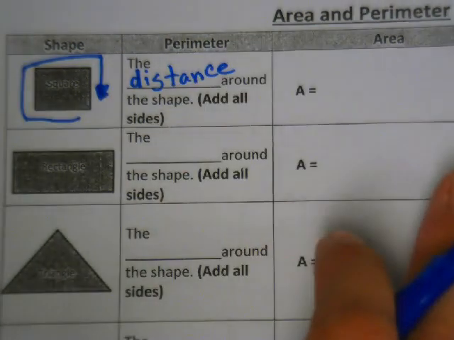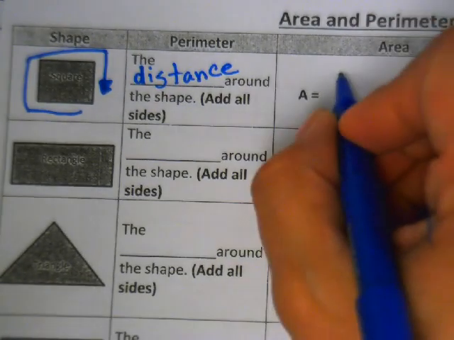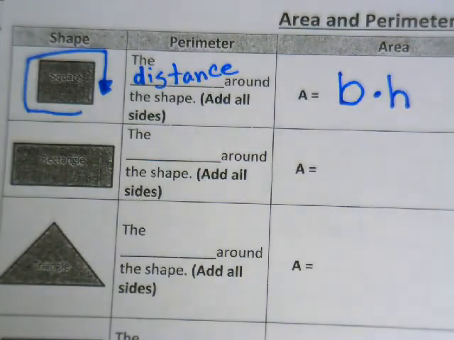Now, does anybody know how do I find the area of a square? Base times height. I like it. So let's write that down. Base times height.